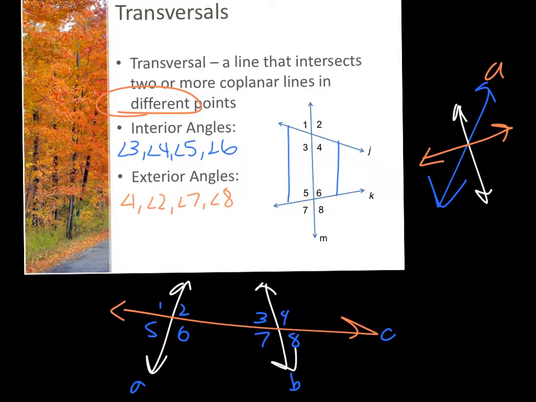So if it had a third line, there's two groupings of interior and two groupings of exterior. So it depends on which lines I'm talking about. Does that make sense? It would say which angles are interior for A and B, and you would know to group those together.